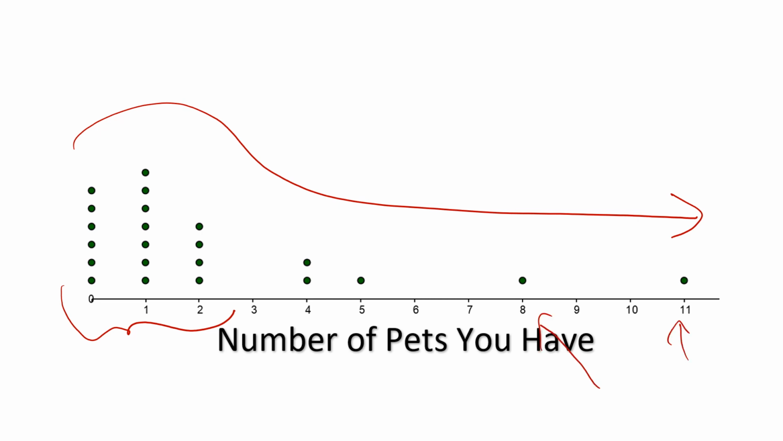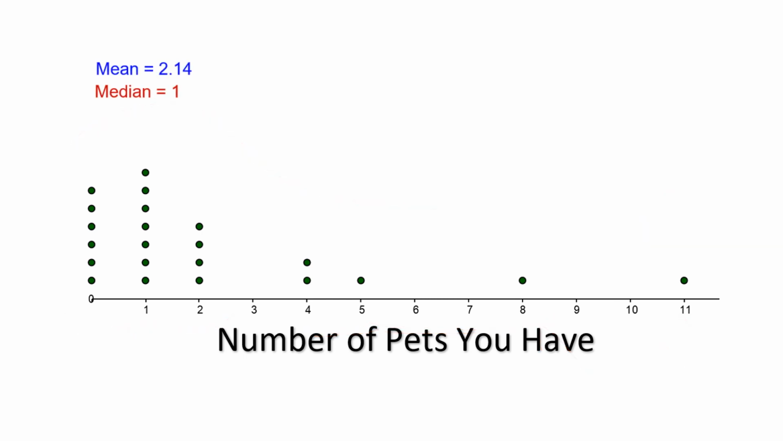Whether those are outliers could be judged, because there are some students out here. 11 kind of is an outlier. 8, I mean, it's relatively close to these other numbers, so I don't know if I would call it an outlier, but these numbers are skewed. They're skewing the data to the right. Now, what that does is it's going to pull the mean to the right.